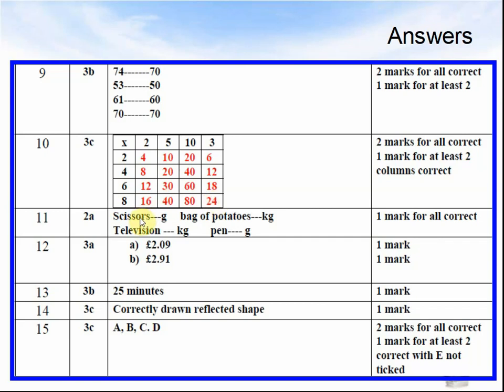Question 11. You would measure scissors in grams, bag of potatoes in kilograms, television in kilograms, and a pen in grams. Question 12. A, £2.09. B, £2.91. Question 13. 25 minutes. Question 14. Correctly drawn reflected shape. Question 15. A, B, C, and D.